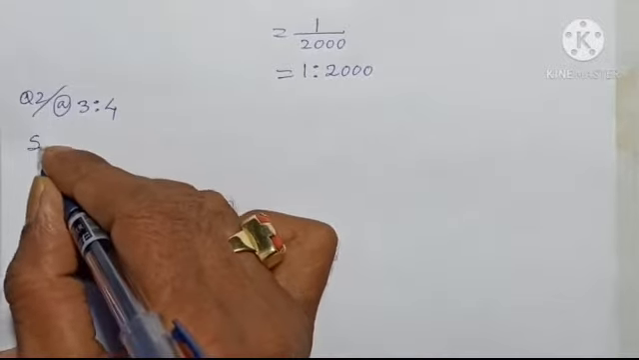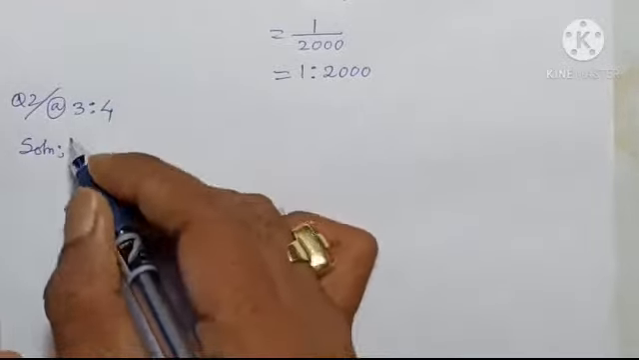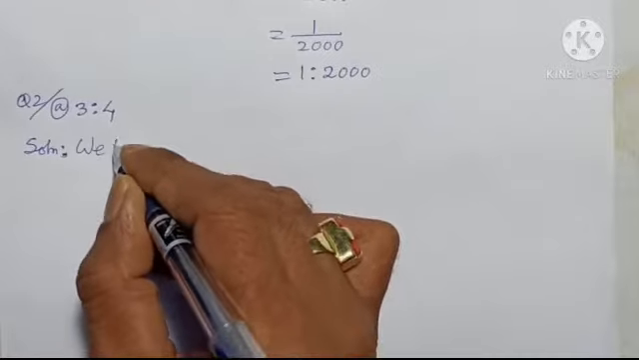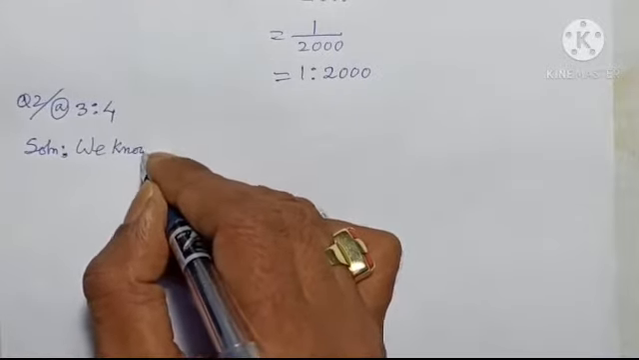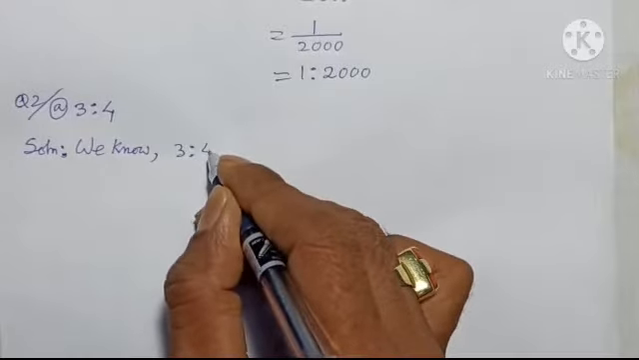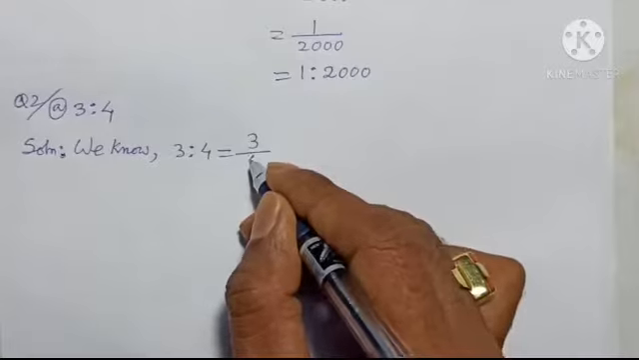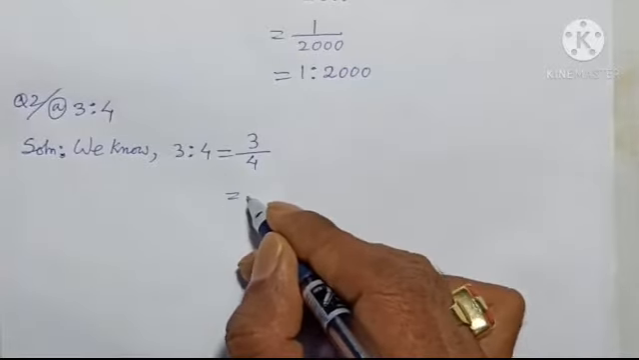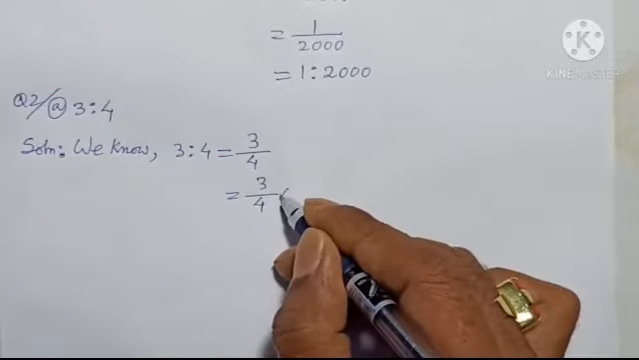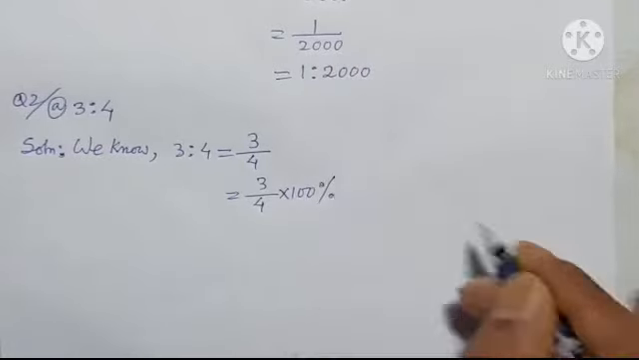Now solution. We know here the given ratio is 3:4. Ratio form we can write in the fraction form, that is 3/4. Then if we want to convert this to percentage, we will multiply by 100. Then we have to put the percentage symbol.